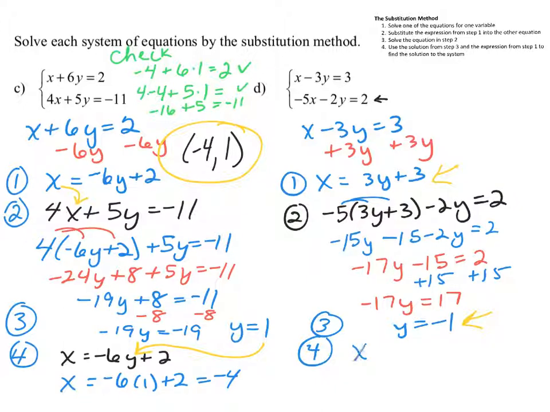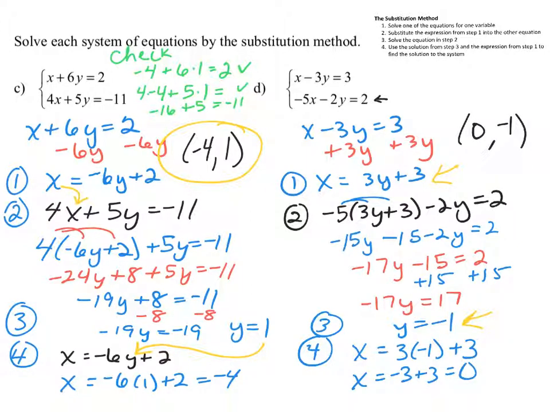Here we have x is equal to 3y plus 3, where y is equal to -1. And then when we solve this, we have x equals -3 plus 3, which is equal to 0. So our solution, x comma y, is 0 comma -1.